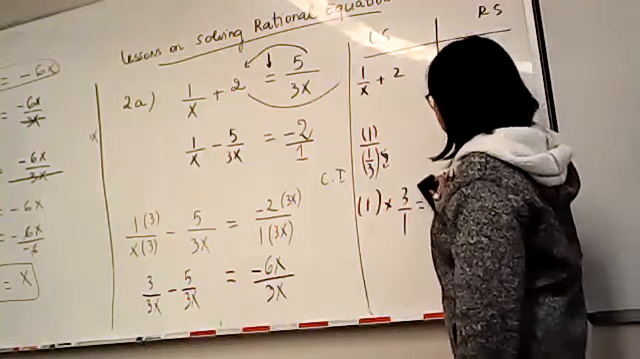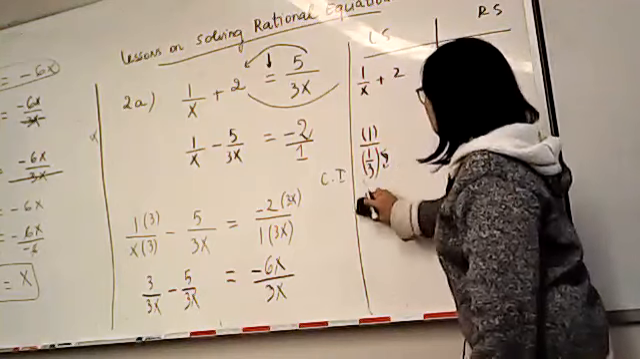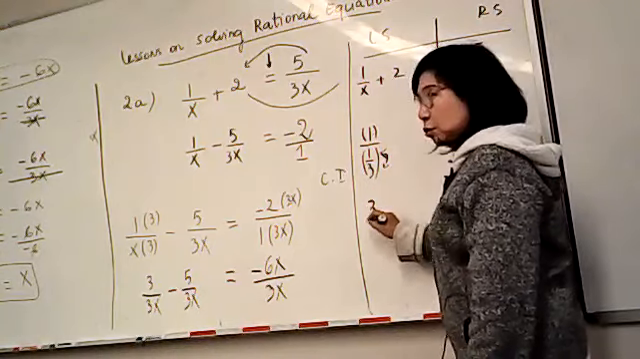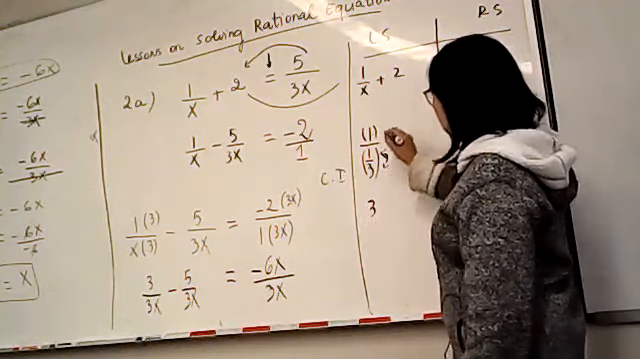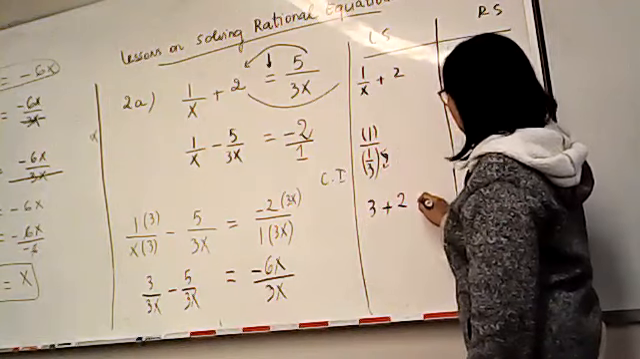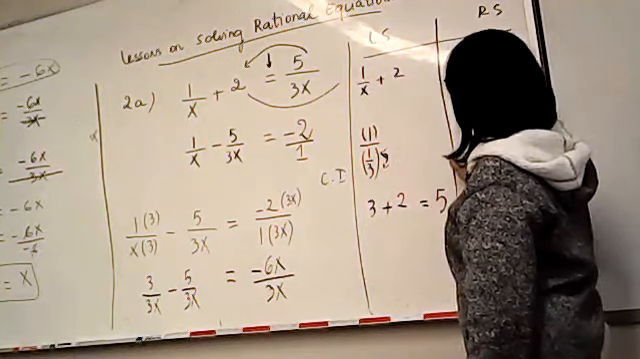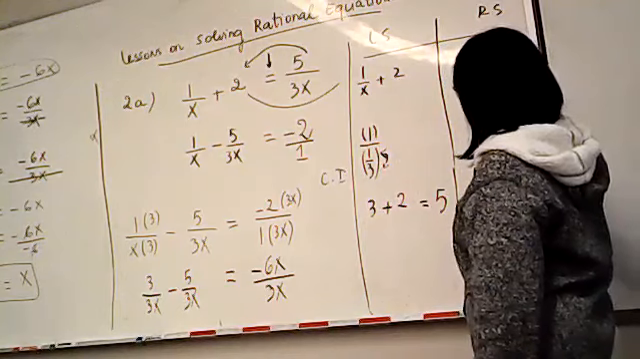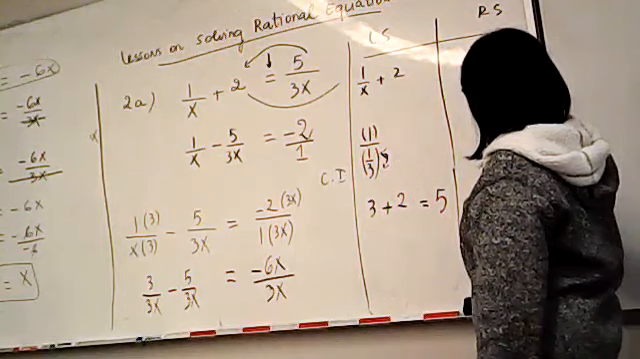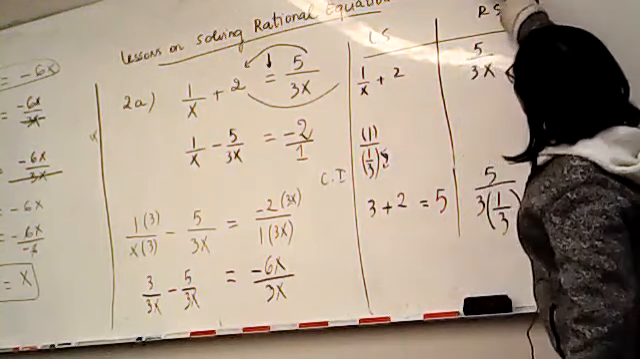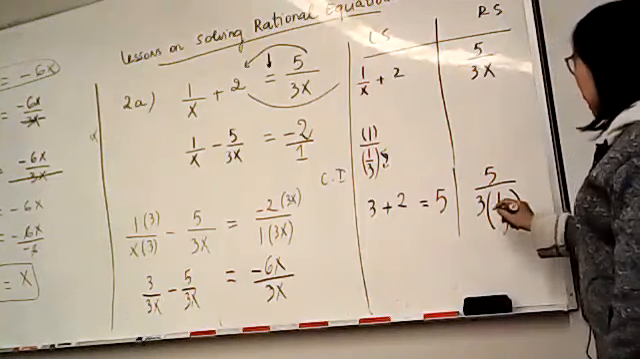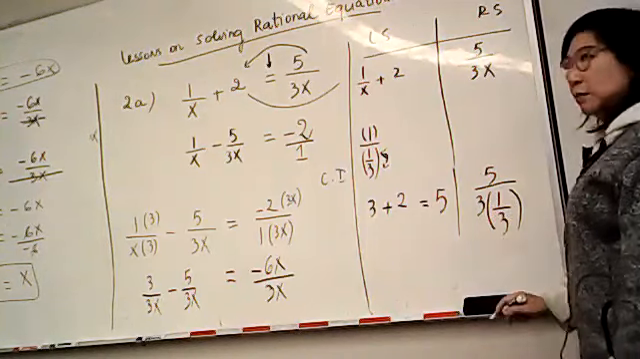Okay? So now this number will become 3 over 1, but I don't have to write 3 over 1, right? Plus 2. 2 is also a whole number. That becomes 5. Now, let's check this one. We have 5 over 3 times 1 over 3. X equals 1 over 3. We substitute x by 1 over 3. Agree? Yeah. So now 1 on top, 1 at the bottom.